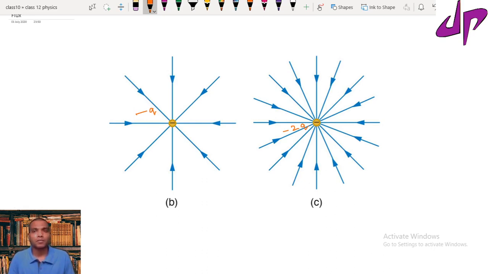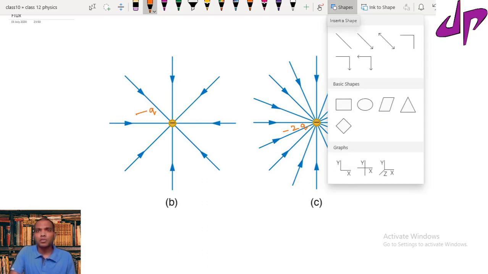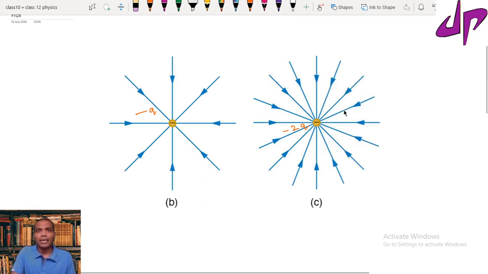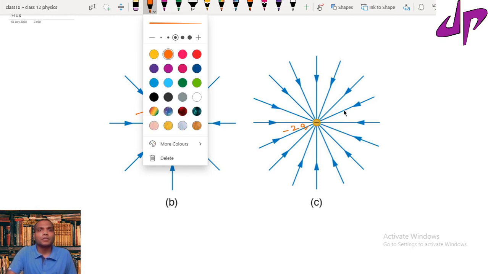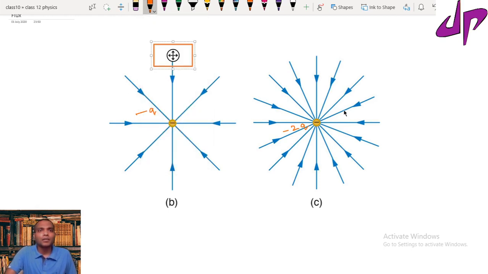Where is my surface? You yourself are free to choose your surface. Now let me take a rectangular surface here. So I am drawing a rectangular surface. Now keep in mind, this surface has area, so we need to represent that area as a vector. I can call that A bar the area vector.